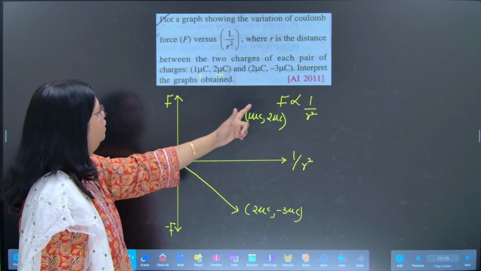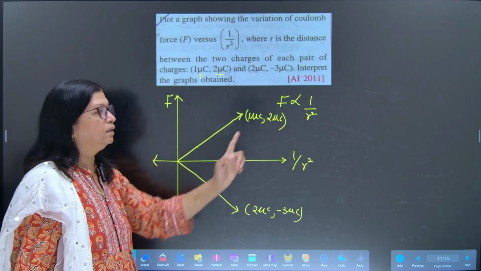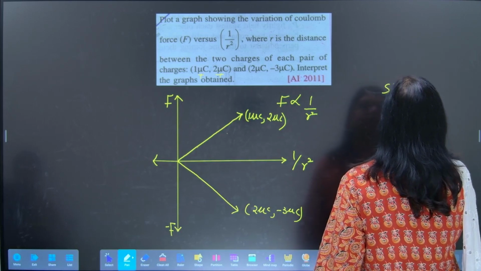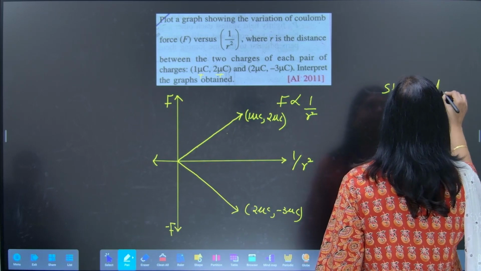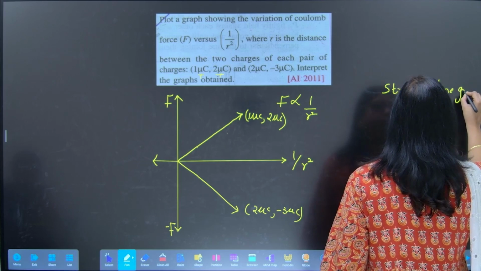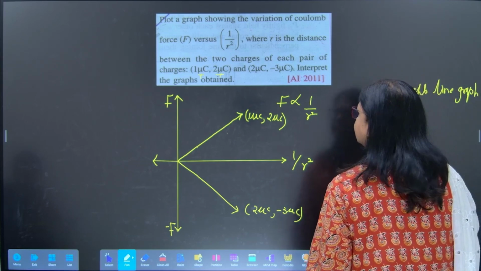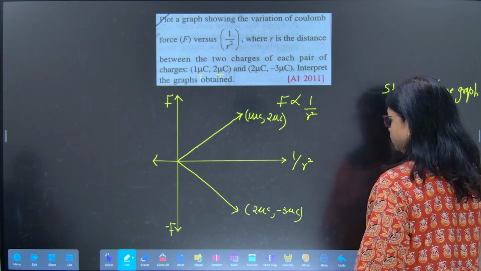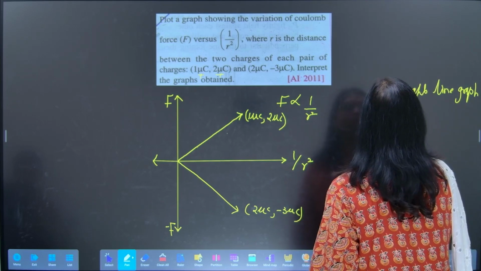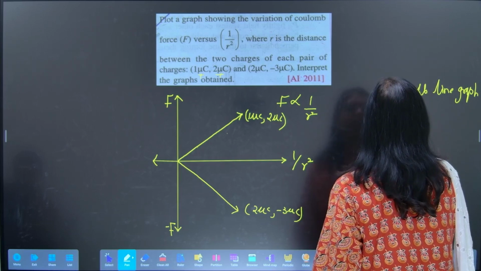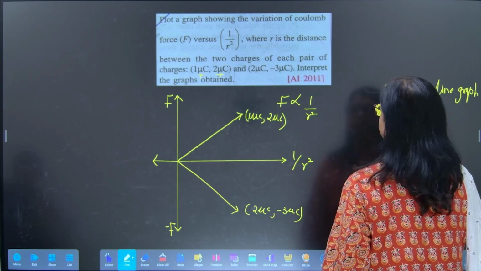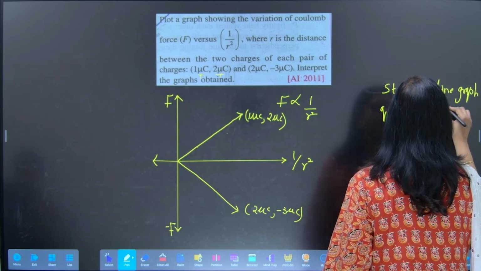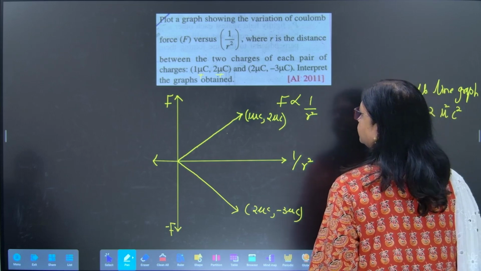What is the interpretation? It is a straight line graph. That is the first interpretation. Second interpretation is that the value of Q1 Q2 for the first 2 points is 1 into 2 micro square Coulomb square, right?